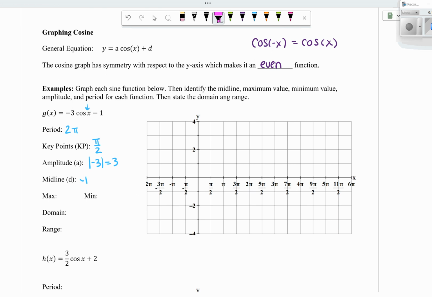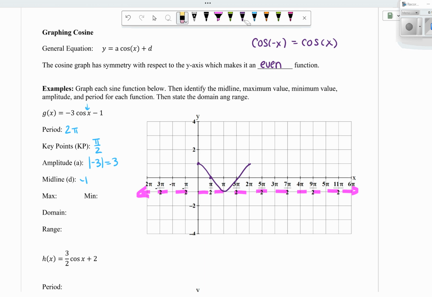So we're going to start at -1 for the midline. And so what are we doing? We're doing a cosine graph. So cosine graph, remember, starts up here normally, goes to here, here, here, here. So 1, 0, -1, 0. So that would be the parent graph.